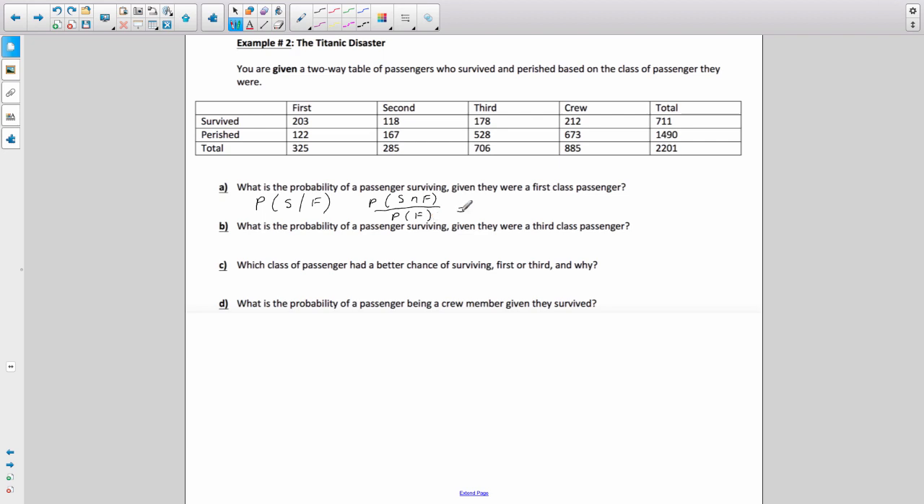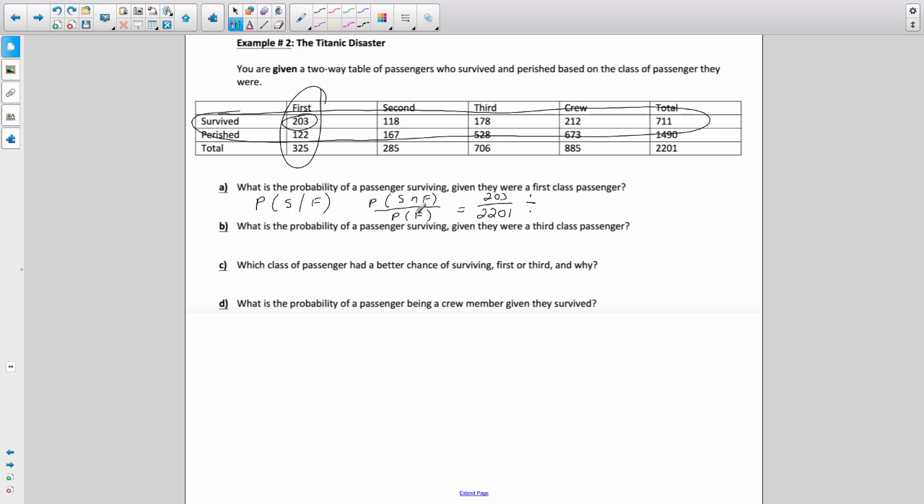So, where is the intersection of surviving and first class? Here's surviving. Here's first class. Boom, 203. So 203 divided by the total passenger list of 2,201. We're going to divide that by just the probability of first class.